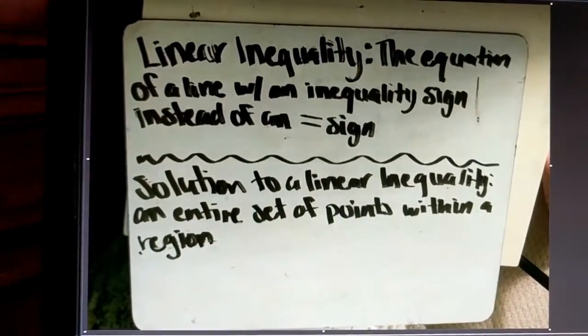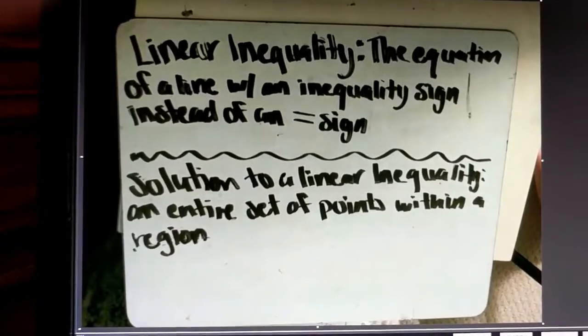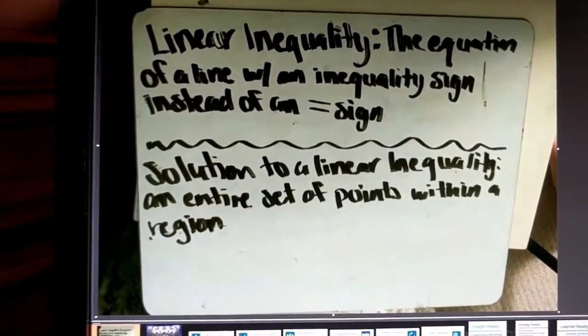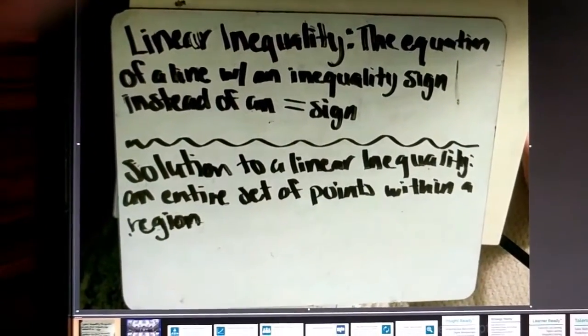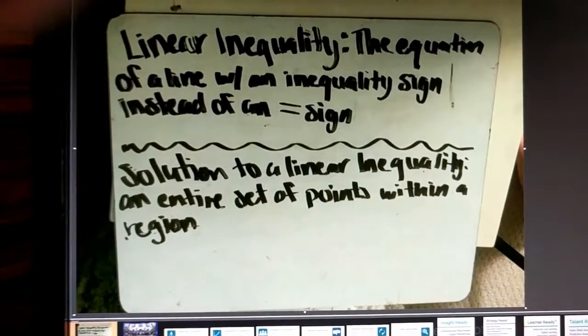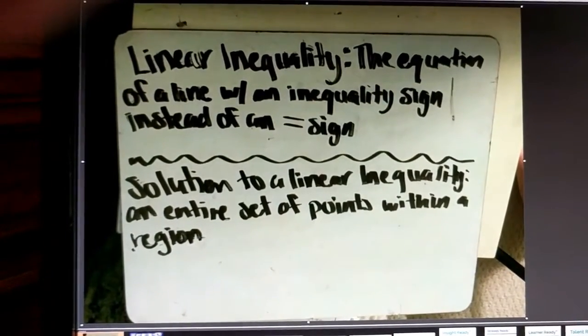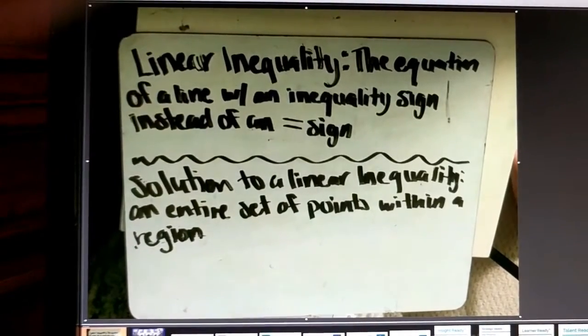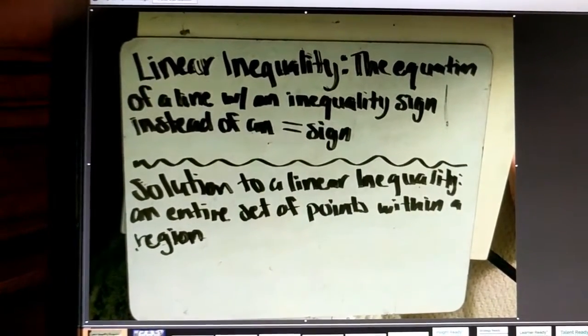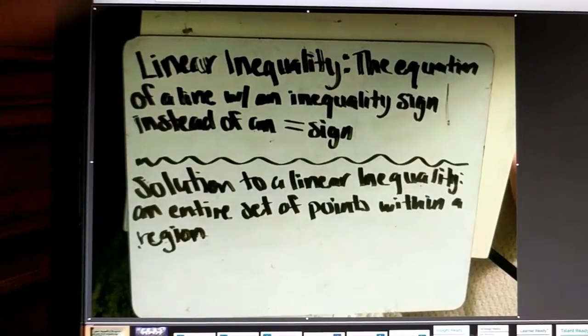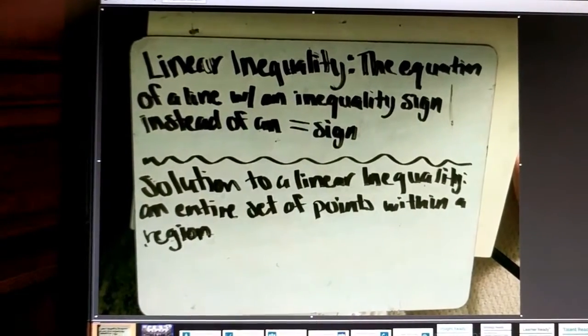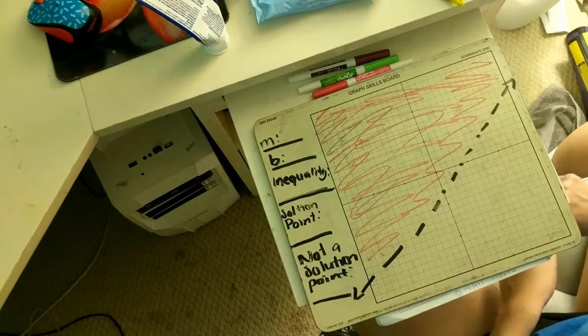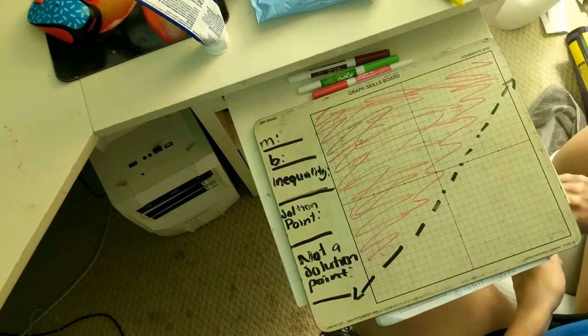Before we start, let's talk about linear inequalities. The definition of a linear inequality is the equation of a line with an inequality sign instead of an equal sign. The solution to a linear inequality is an entire set of points within a region. Now I'll show you an example of what I am speaking of. Here I have written an example of what a linear inequality will look like.